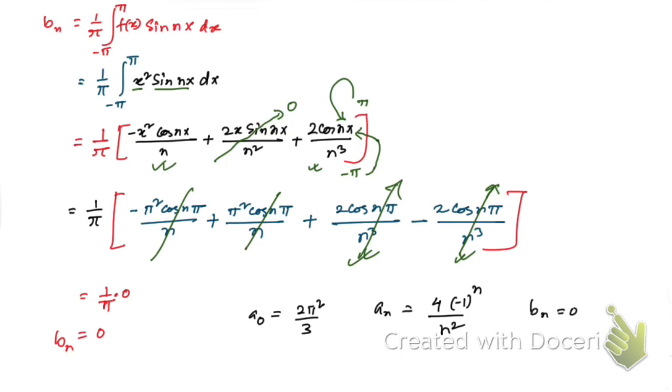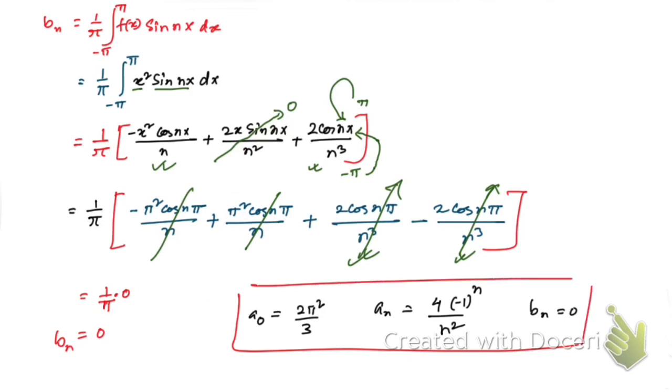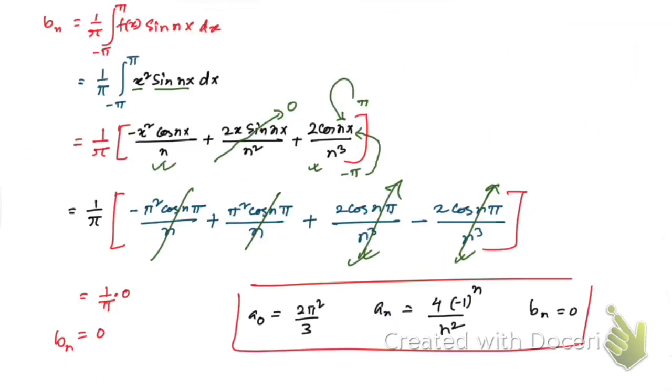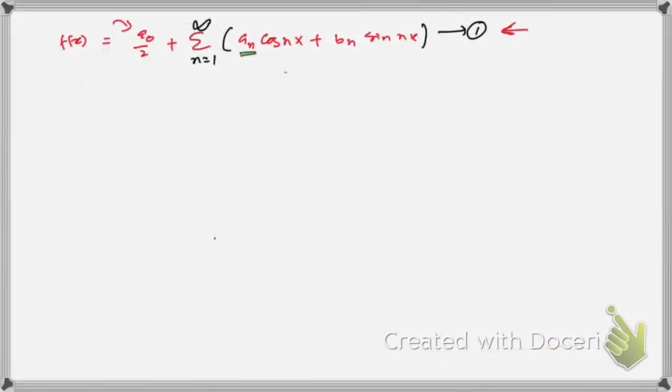Now let us use these values in the Fourier series. Here you see, this is the series we have considered, let it be equation number 1. So let us put the values of a naught, an and bn. Doing so, if you put these values, then you will get, let me write here. So this is equation number 1.